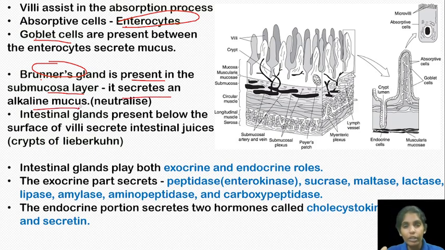So when the stomach content, that is the chyme, enters the small intestine, it contains the acidic pH, right? So the Brunner's gland will secrete the alkaline mucus, which will neutralize the acidic pH of the chyme.